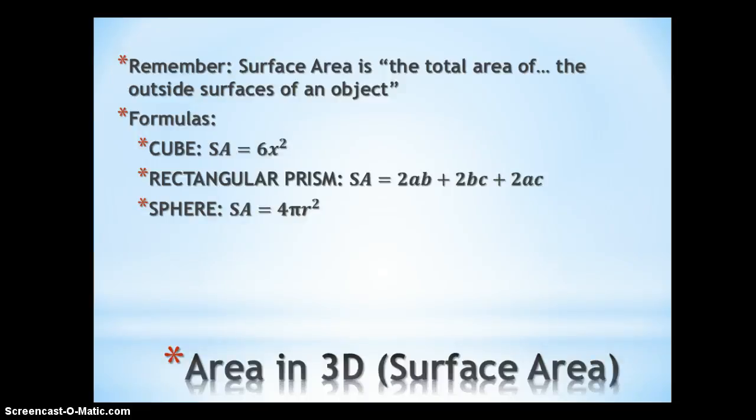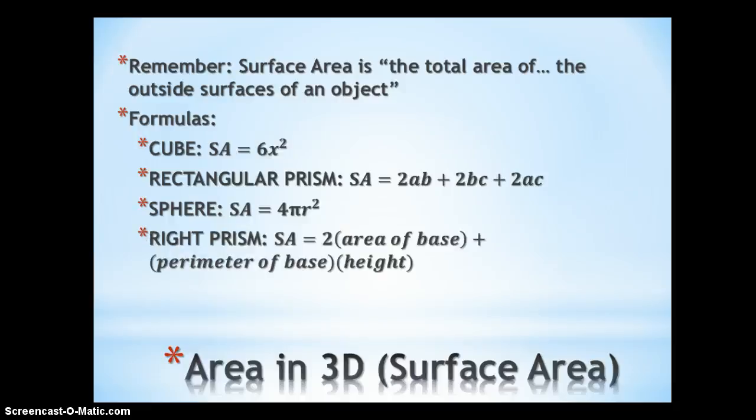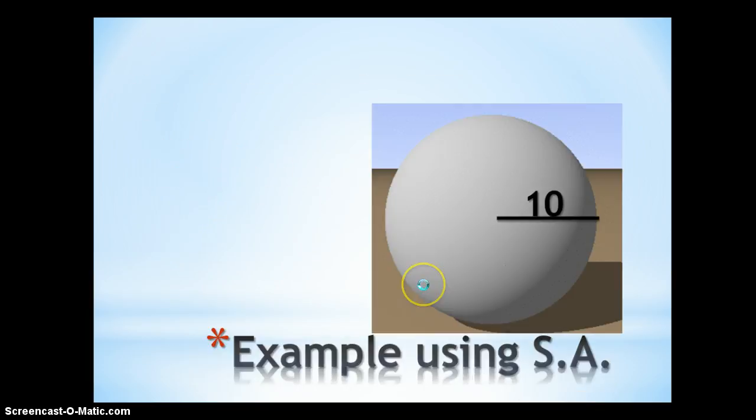And a sphere is 4 pi r squared. And a rectangular prism is 2 times the area of the base plus the perimeter of the base times the height. And we'll go over what all of these variables mean, like the A and the B and the C and the X, when we get to examples.